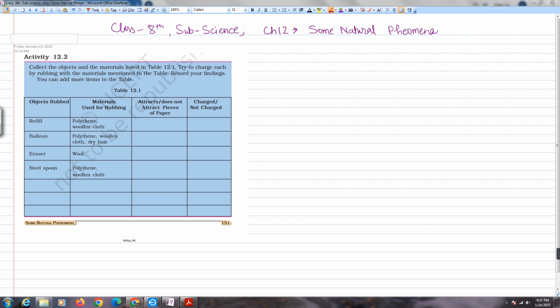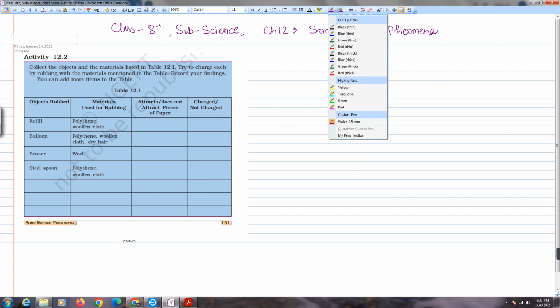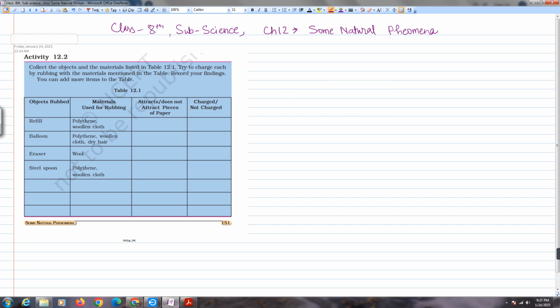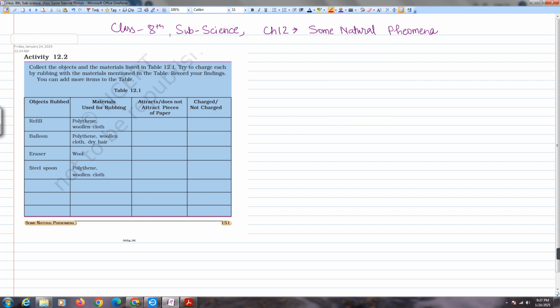These are the materials given to us, written in the first column. First is refill, second is balloon, third is eraser, fourth is steel spoon, and a few similar objects other than these we can take. Here we have to find out whether these objects are charged or not. So first of all let me explain it to you. What is the basic concept?